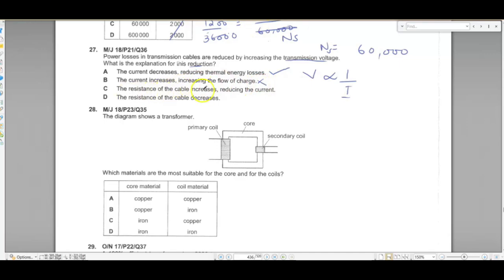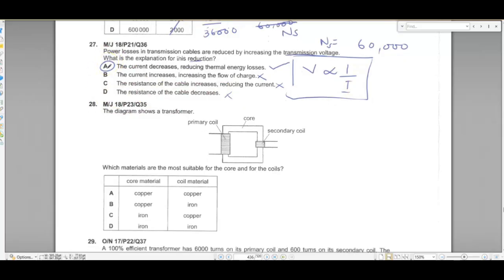The resistance of the cable increases. If the resistance increases, then yes, the current is reduced, but this is not the reason for power losses being reduced by increasing the transmission voltage. The resistance of the cable decreases. This is also not correct. So A is the correct answer.